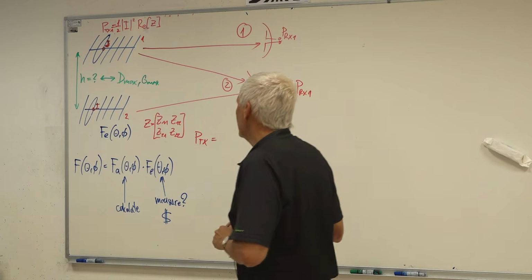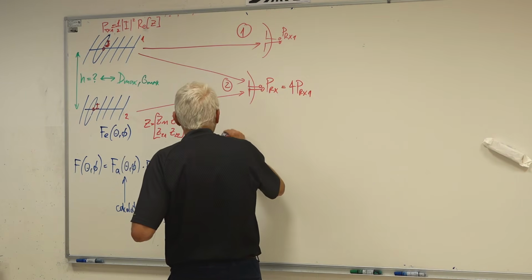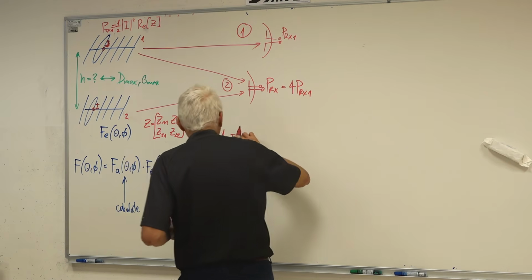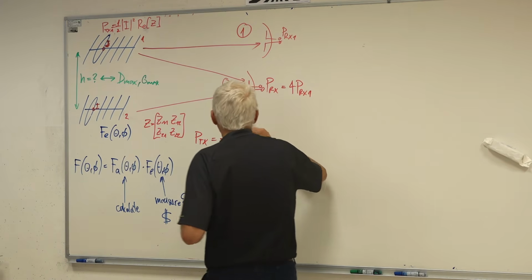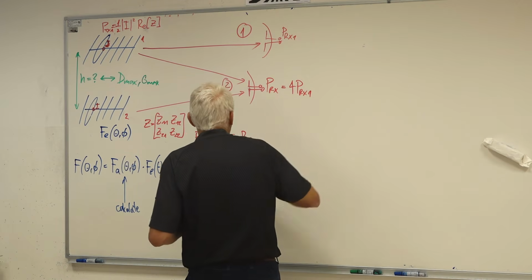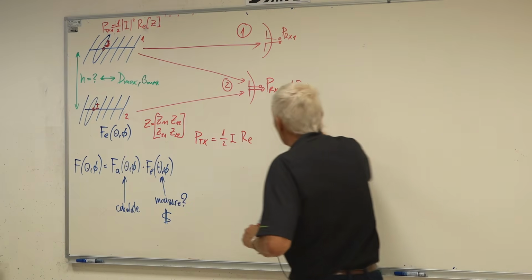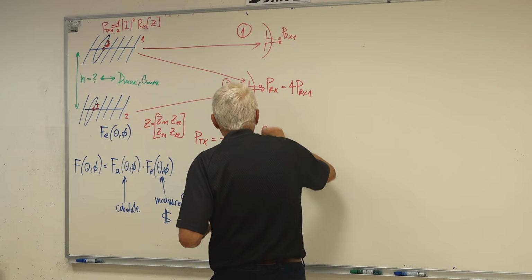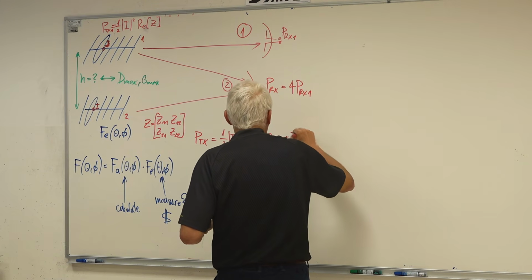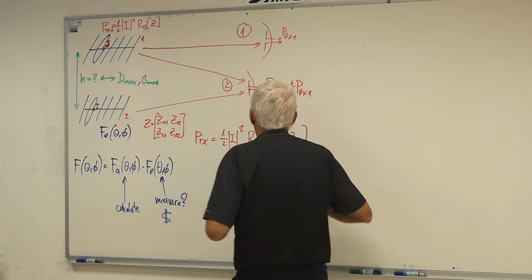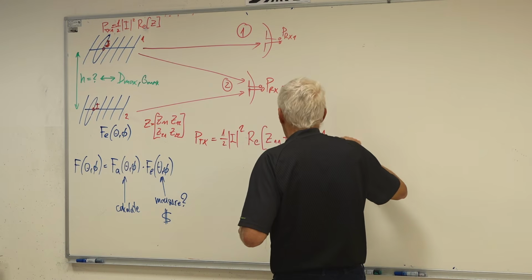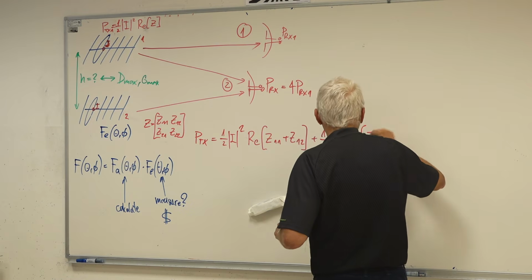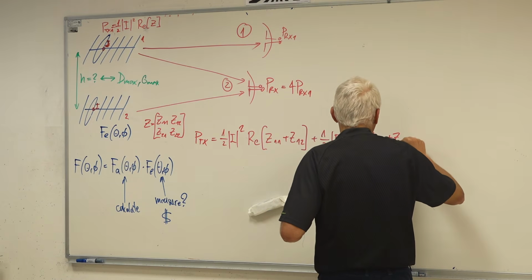So the first antenna, how much power does it use? It's 1/2 times the absolute value of I squared, because it's the same I in both antennas, times the real part of Z11 plus Z12. This is for the first antenna, and for the second antenna it is 1/2 the absolute value of I squared times the real part of Z21 plus Z22.